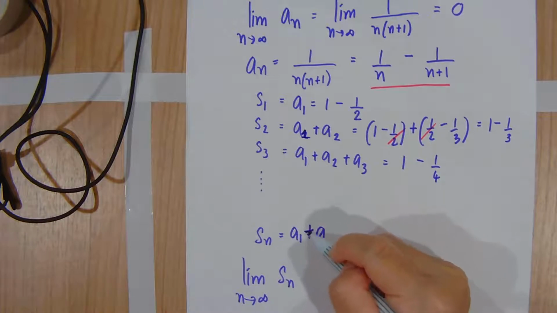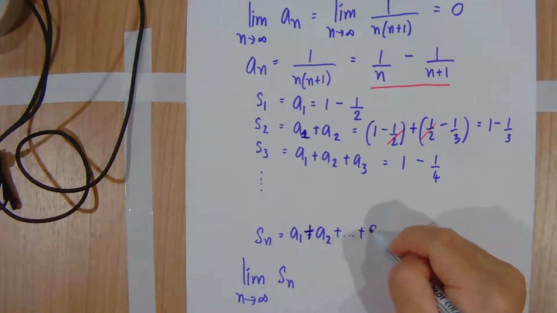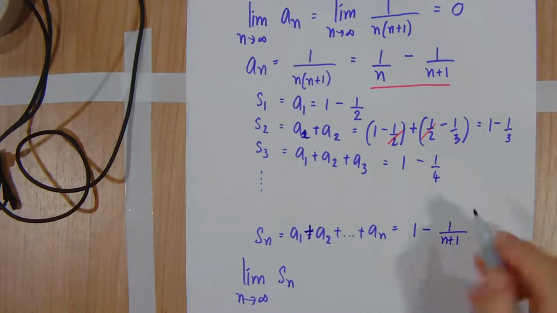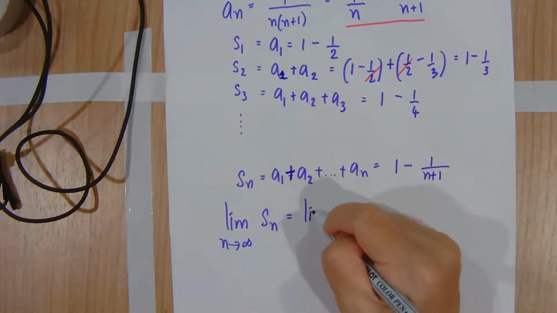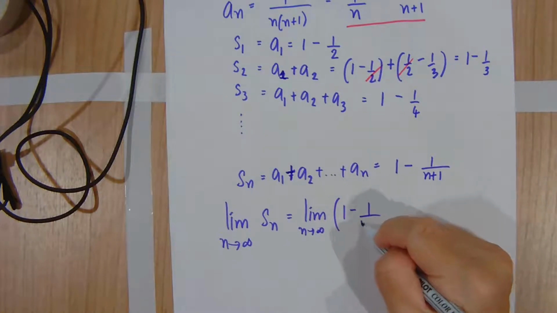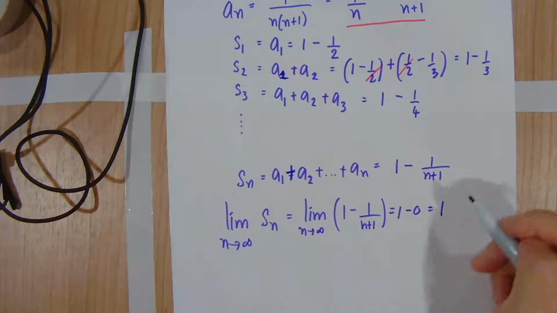So we can predict that S_n, which comes from a1 plus a2 until a_n, equals 1 minus 1 over n plus 1. Then we find the limit of this term, which equals 1 minus 0, which equals 1.